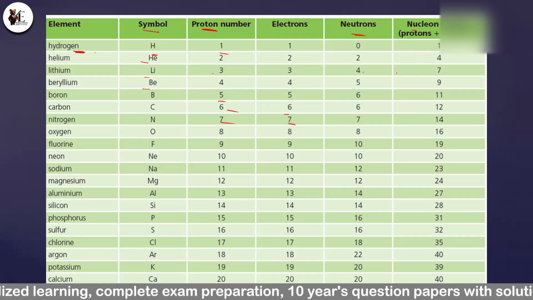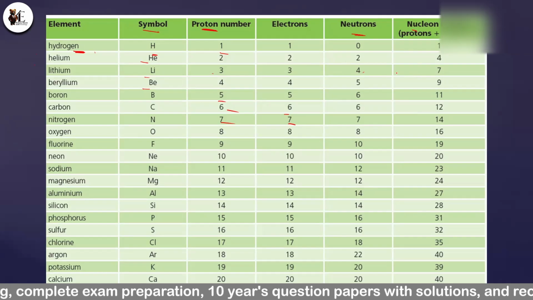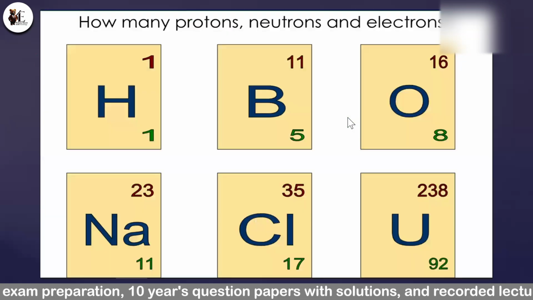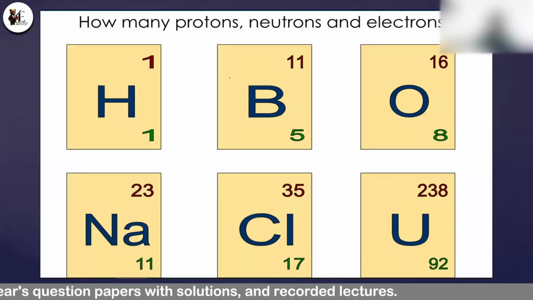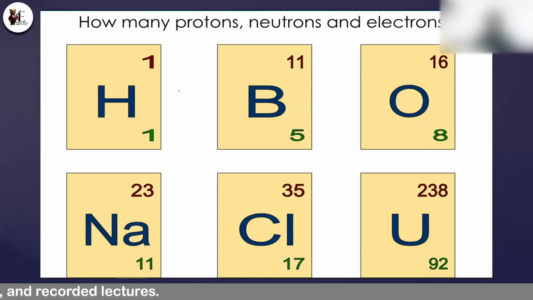Have you taken the screenshot of this? Now this is a question: you have to tell me how many protons, neutrons and electrons are there in these 6 elements. The first one I am telling you, so listen very carefully. If there is any doubt you can ask. The rest 5 you have to tell me the answers.